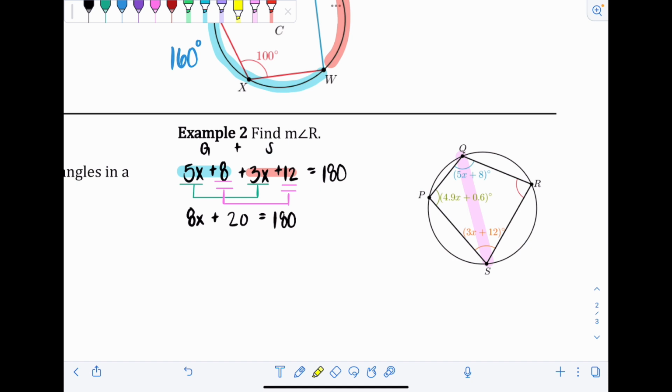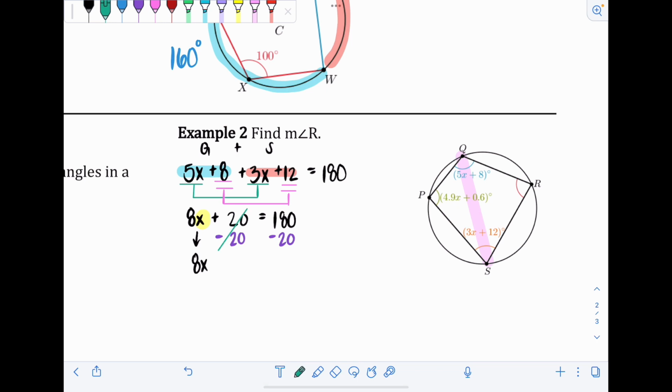So now our focus shifts to isolating x, getting it by itself. So you cancel out the things that are being done around it. The 20 is being added to it, so I'm going to subtract it from both sides to cancel it out. Bring down my 8x.